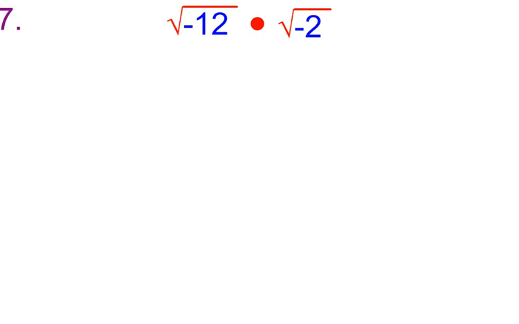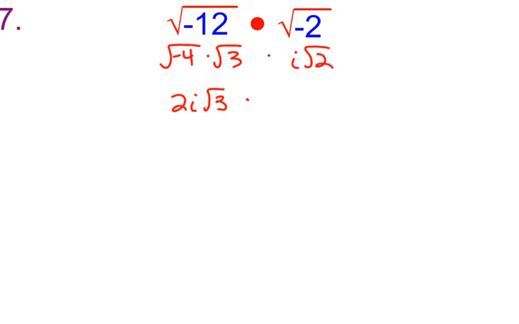Multiplying radicals, it's really important in order for me to multiply radicals that have a negative under them, I have to get rid of the negative before I multiply them. So the square root of -12 I'd break down into root -4 times root 3. So I'd have 2i root 3 times, and I can't leave this root -2. I have to actually write this as i root 2.